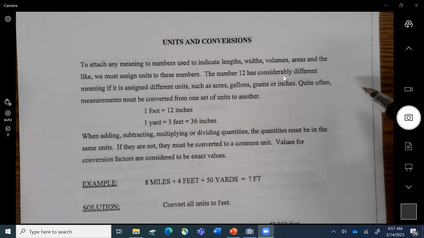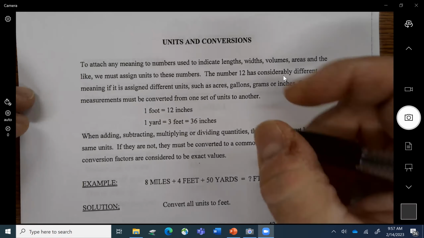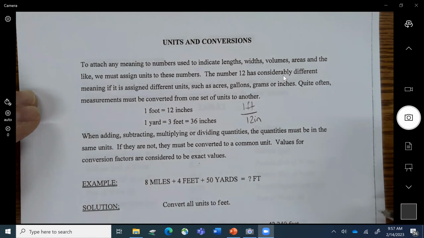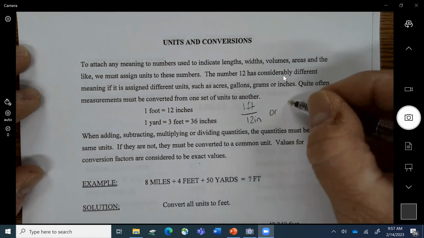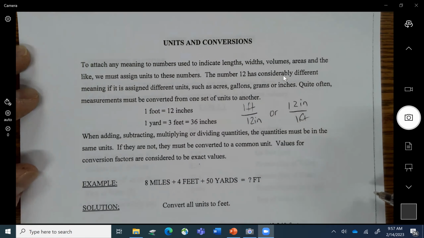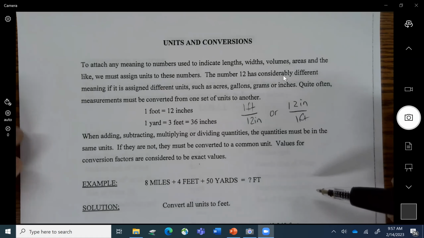1 foot equals 12 inches is a ratio. Another terminology for that is a conversion factor. And then ratios are also governed by what we like to call the law of proportions. What that means basically is that you can write a ratio as a fraction, okay? So 1 foot can be over 12 inches, kind of like this. Or it can be 12 inches over 1 foot. The law of proportion states that these will be equal to each other.